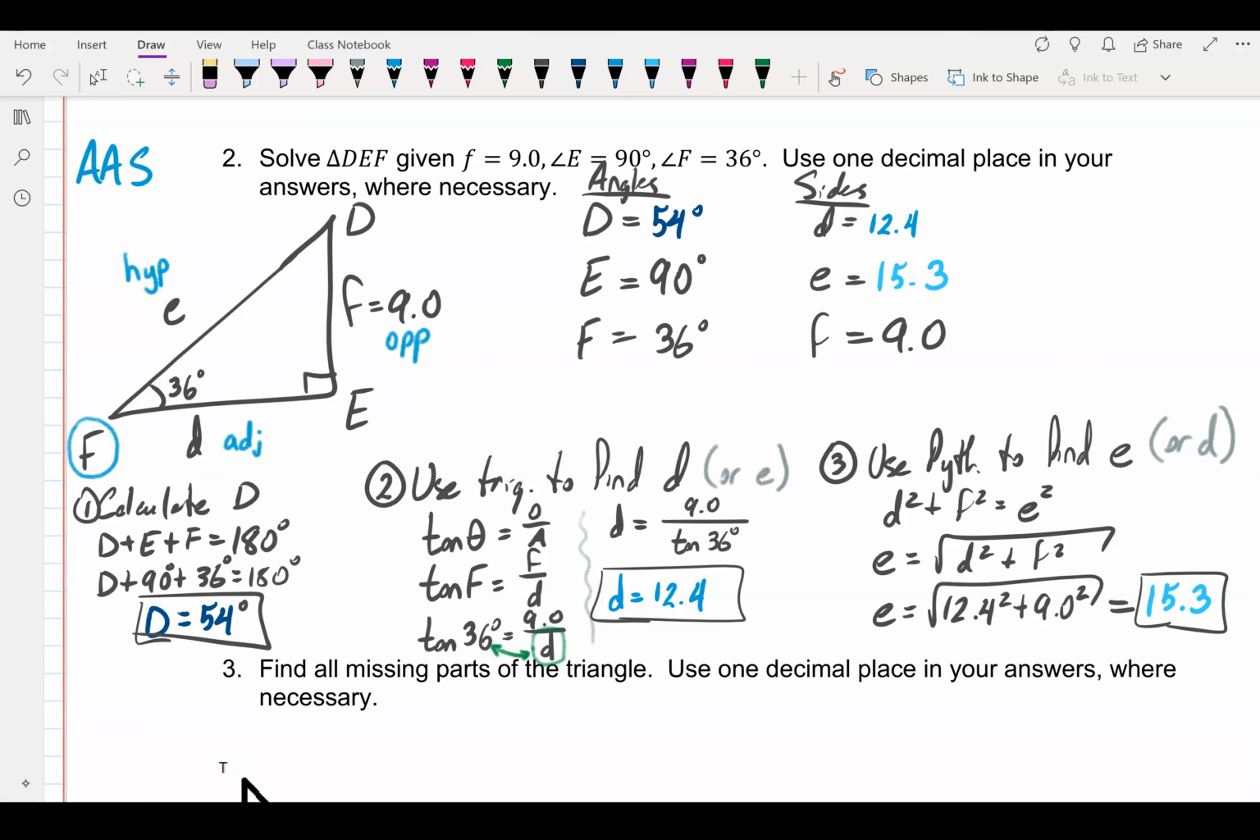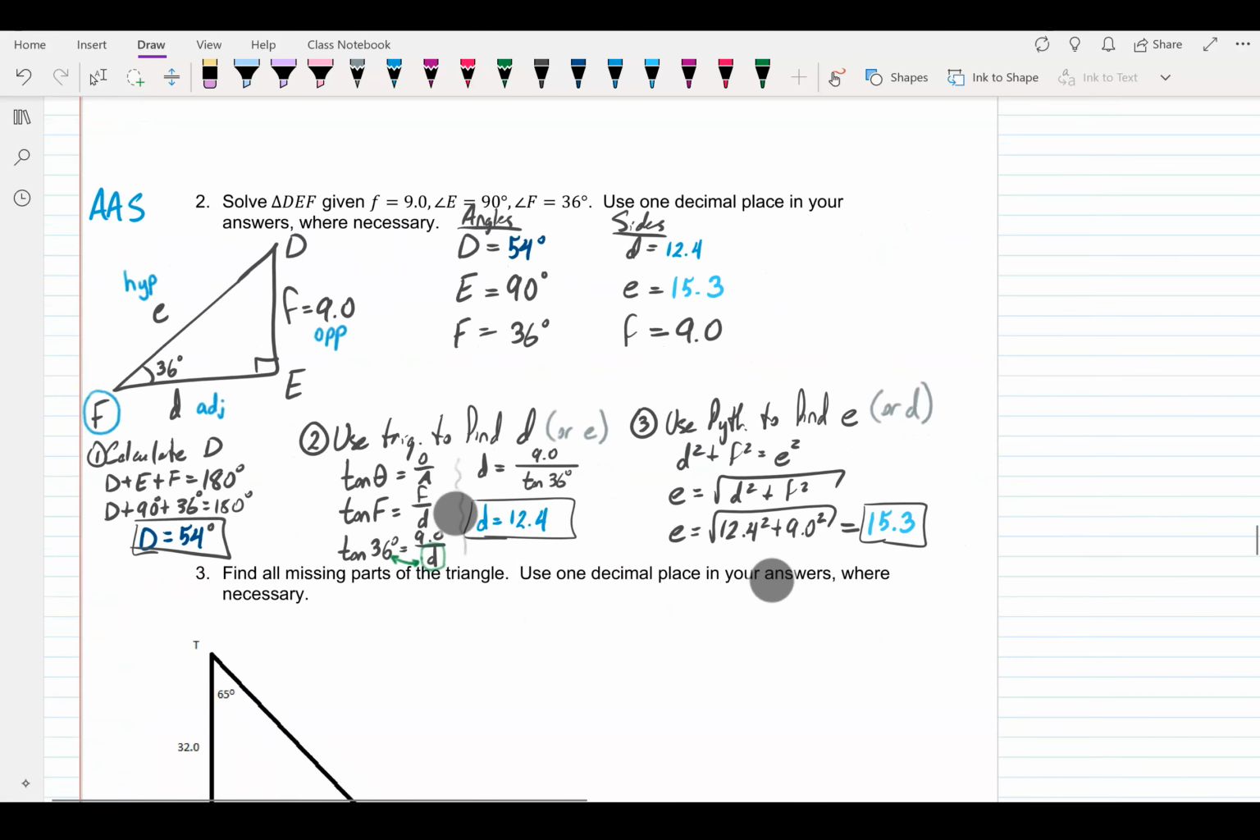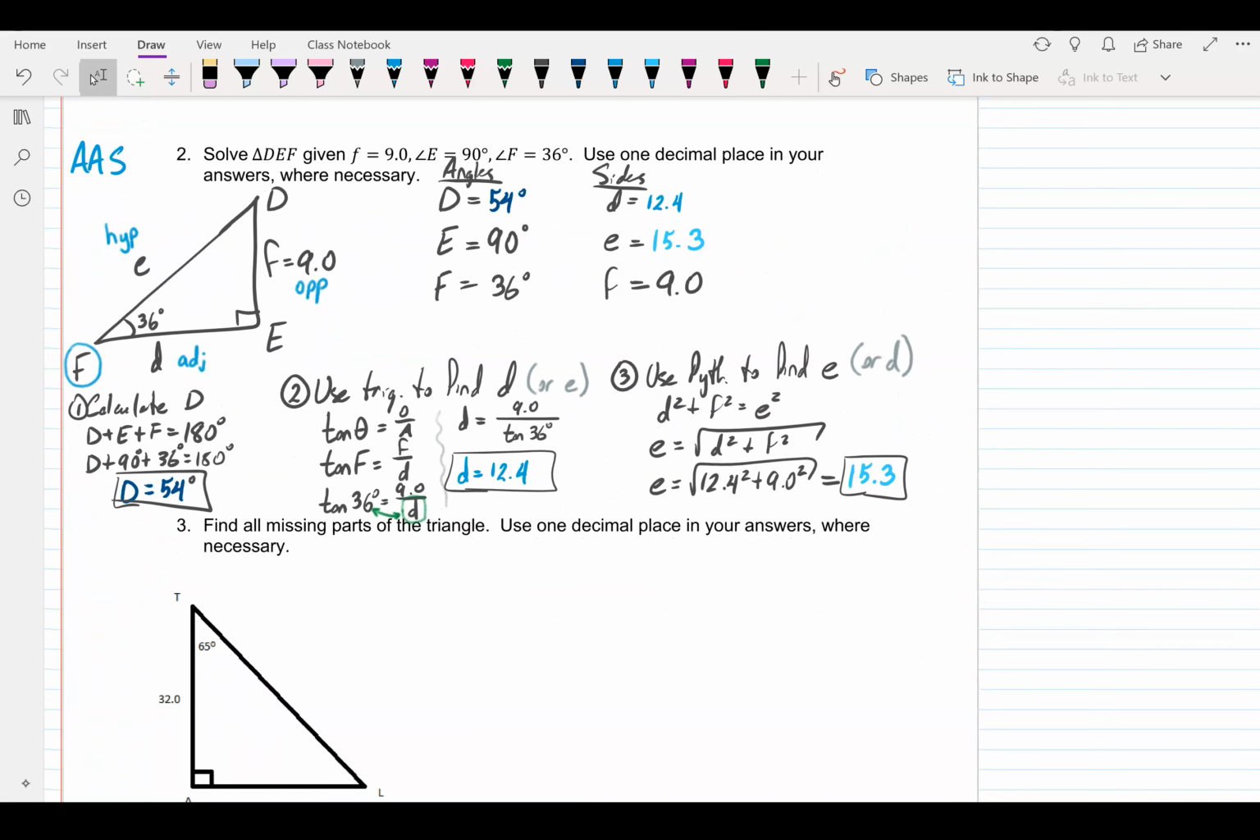Now, I want to point out one other thing. Notice that even though I did my regular 3 steps, I did my angle sum, I did my trig, I did my Pythagoras, you could have chosen step 3 to be trig again. All right? There are multiple ways to solve these triangles. Let me just, to the side here, show you how I would have done that. There's an alternate way to have done part 3.